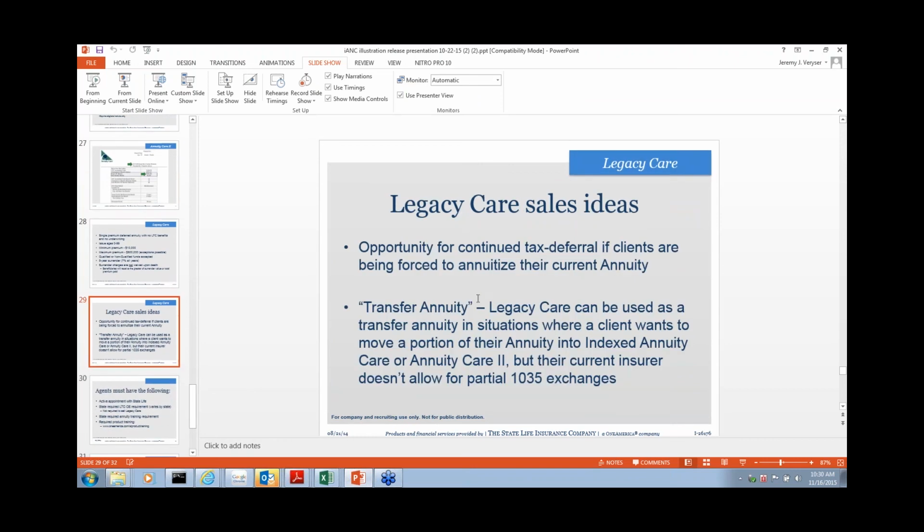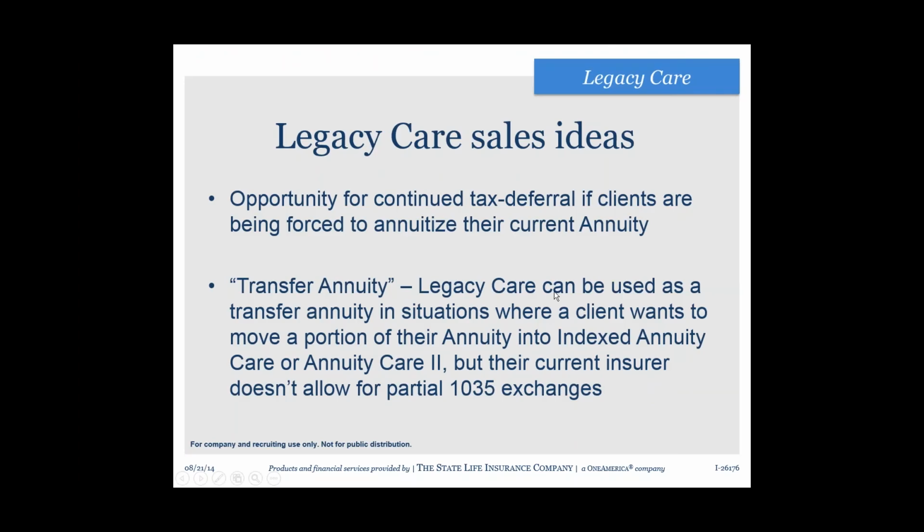Look at the bottom here on this page. I'll just go from current slide. Here's what the transfer annuity is. So there are roughly half the companies out there that allow for partial 1035s and half that don't, right? And so let's take an example. Let's say the client has a $300,000 annuity at XYZ company, right?